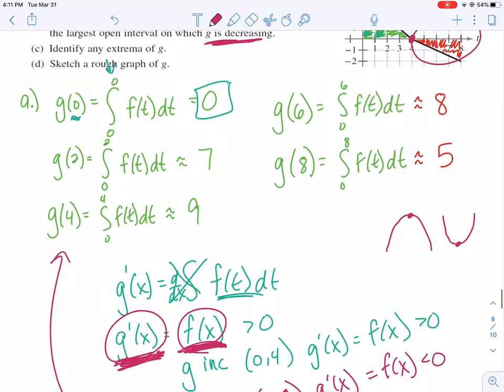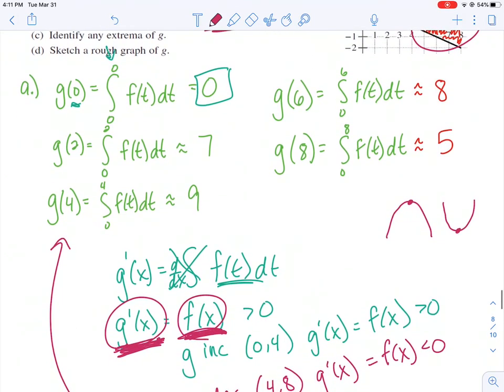All right, part D says sketch a rough graph of g. Well, I know actually 1, 2, 3, 4, 5 different points, don't you? From part A, don't we have a point at 0, 0, and 2, 7, and 4, 9, and 6, 8, and 8, 5? You should be able to plot those 5 points and get a rough sketch of what g's graph looks like, even though you had no idea what g was.